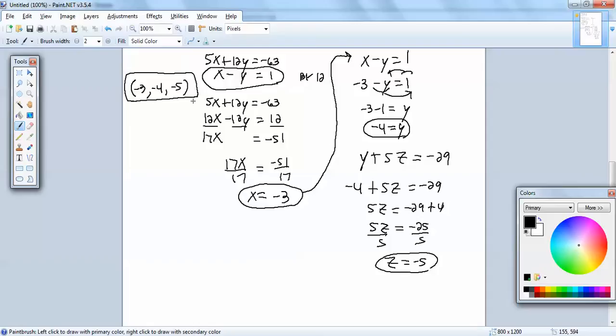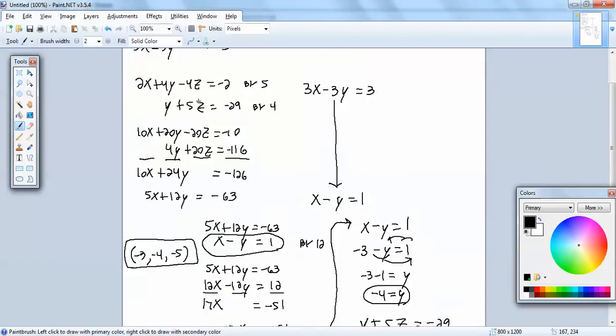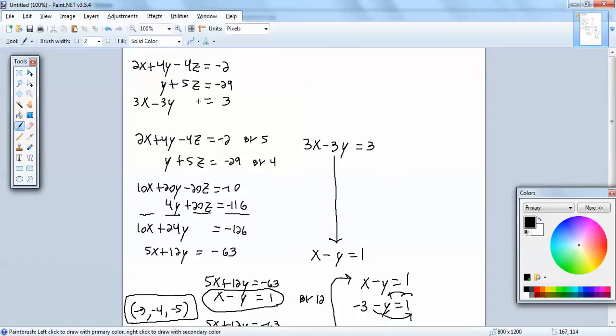I always like to do a check on these because I'm not very good at these. I make a basic math error real easy. I'm going to mentally do a checkup here. If I put negative 3 in for x, my last equation, negative 4 in for y, that's negative 9 plus 12. That's 3. That checks. If I put y in here, negative 4, and negative 5 in for the z, negative 5 times 5 is negative 25, and negative 4 does give me negative 29.